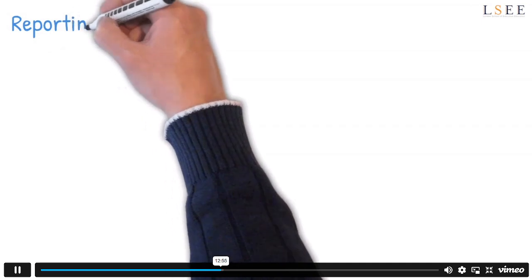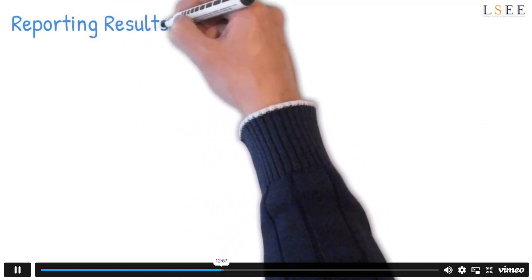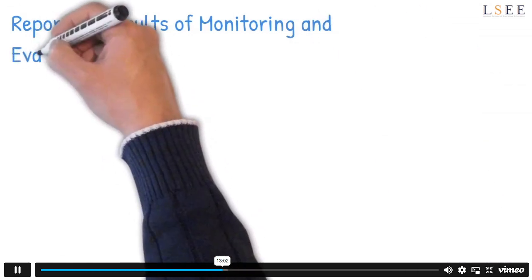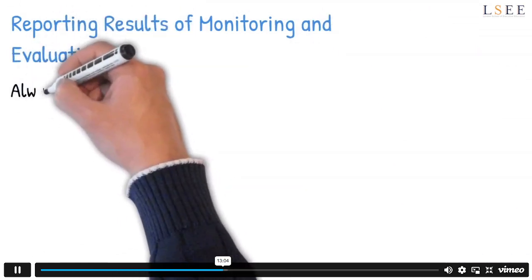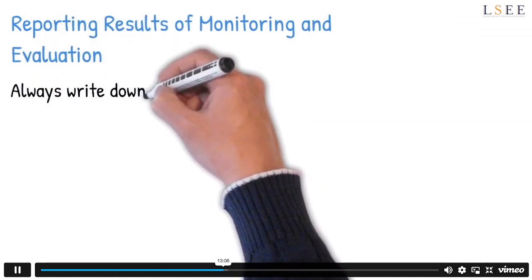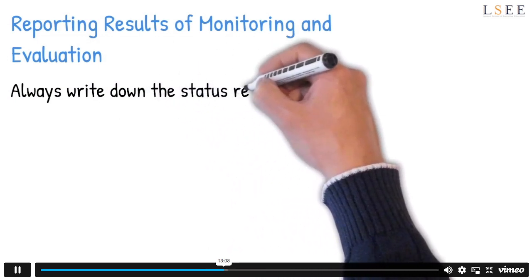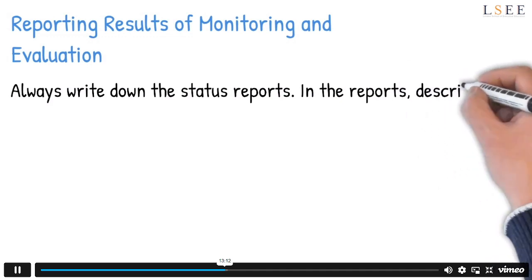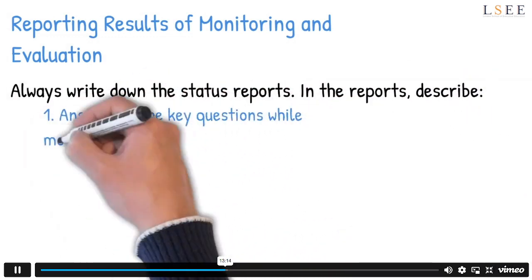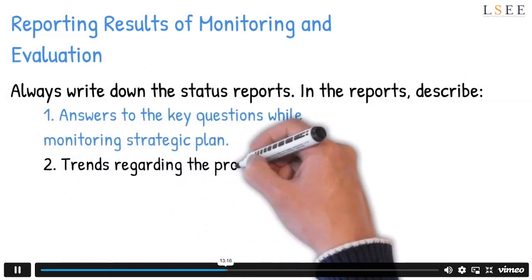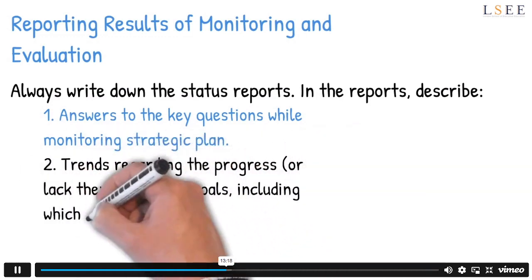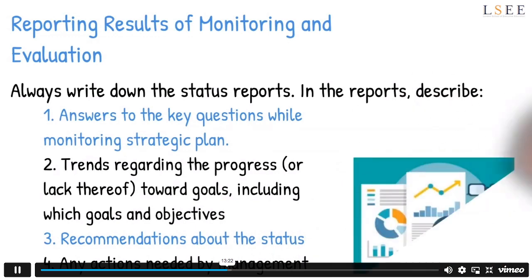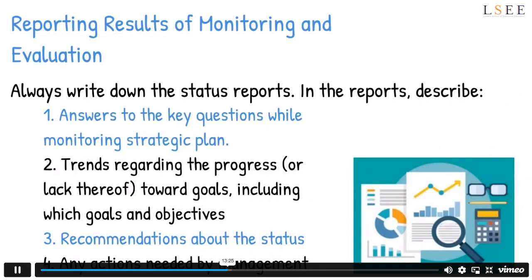Reporting results of monitoring and evaluation. Always write down the status reports. In the reports, describe: 1. Answers to the key questions while monitoring the strategic plan. 2. Trends regarding the progress, or lack thereof, toward goals, including which goals and objectives. 3. Recommendations about the status. 4. Any actions needed by management.